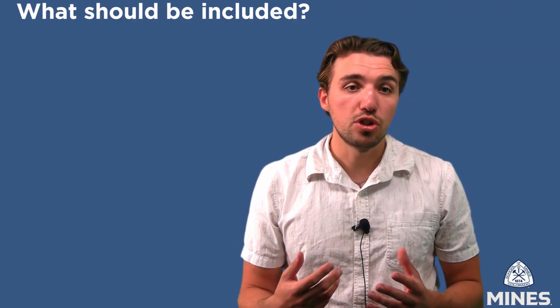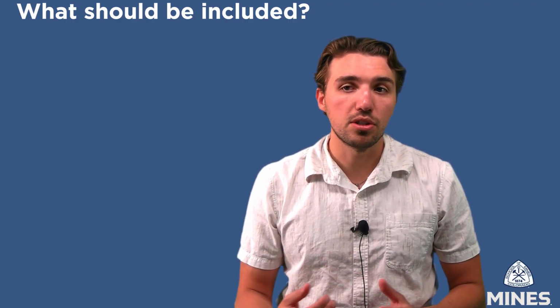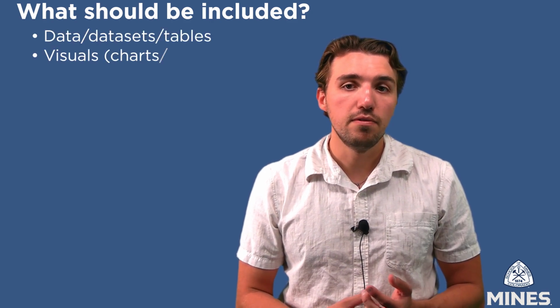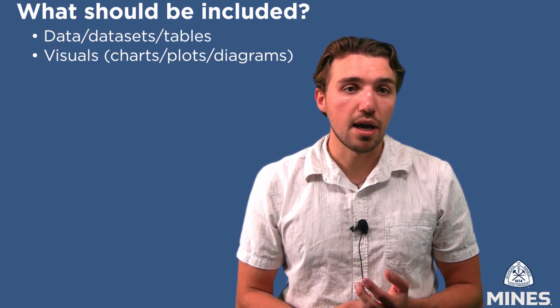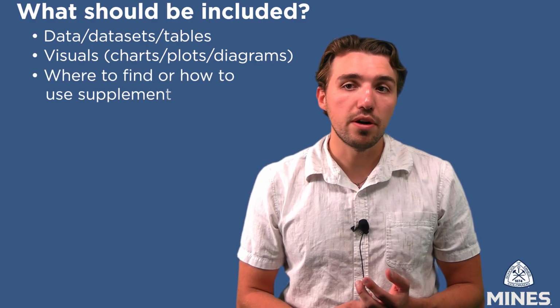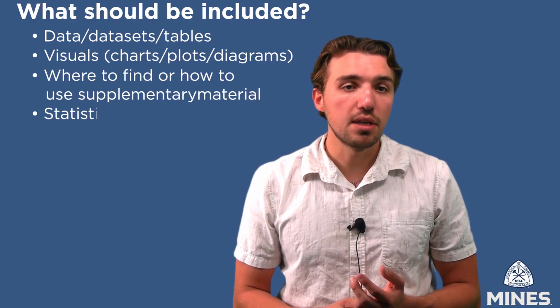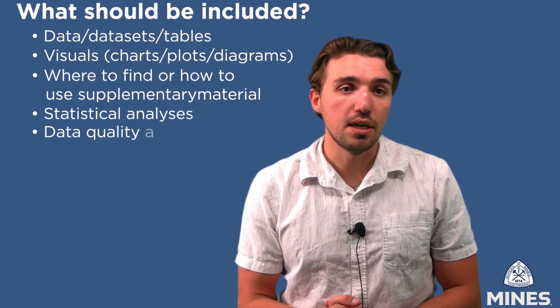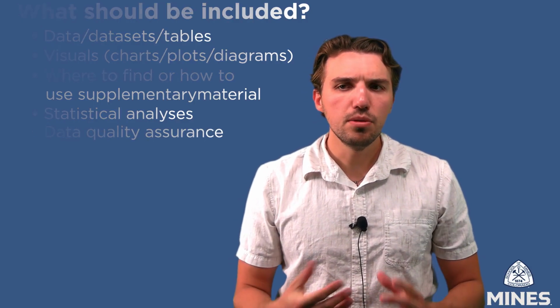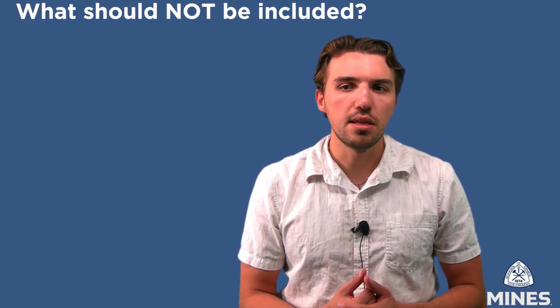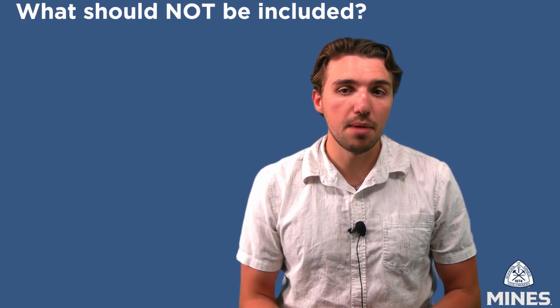A general list of what should be included in the results section includes data, datasets, and tables, visuals such as plots, charts, and diagrams, a mention to where to find or how to use supplementary material, statistical analyses, and data quality and data assurance. It is important to avoid any interpretation or discussion in the results section. These topics are best addressed in the discussion and conclusion sections of the paper.